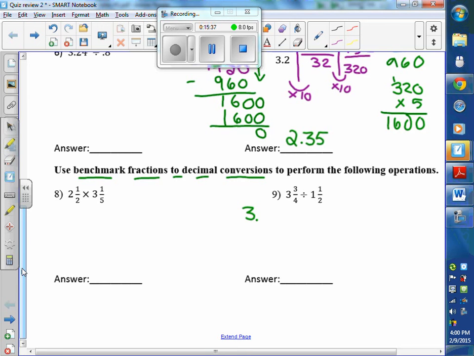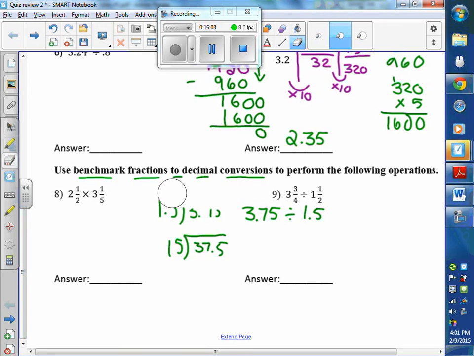So 3.75 divided by 1.5. So we can do long division again. I like long division. I know you do. So we'll do long division. I don't, but I'm going to go with it. So we're going to have to move that decimal, right, to be 15 and 37.5. And this is an easy long division problem, so that's not a bad one. The other one was kind of a lot of work. I don't think this one's going to be so much work.